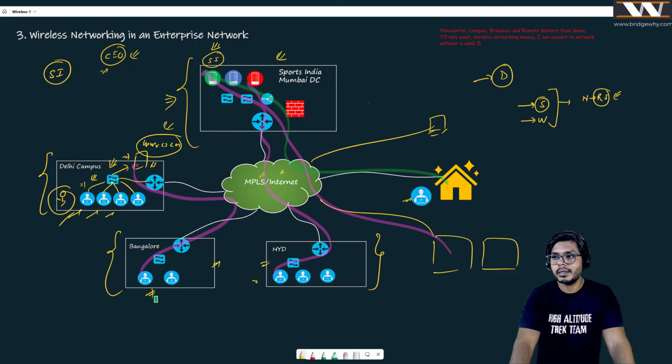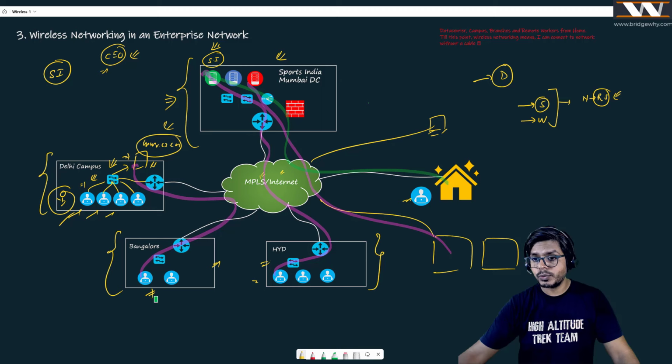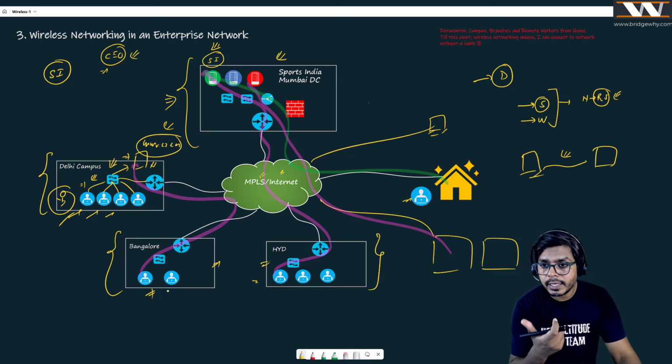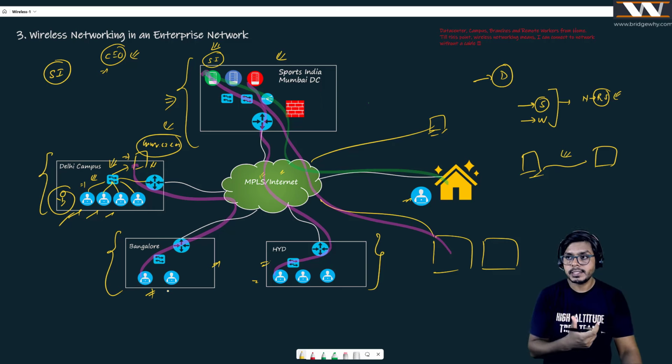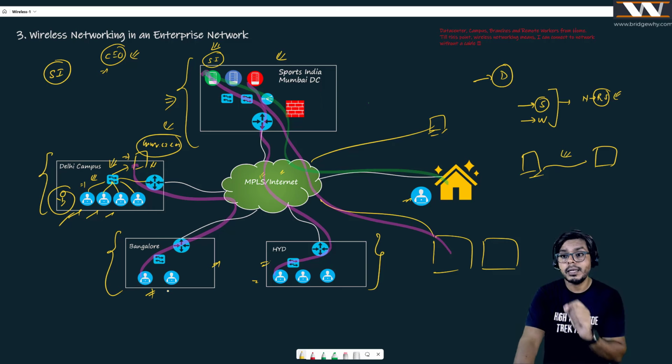It is going to be really, really interesting. Wired is not that much of a problem. Why? Because in wired, we have two devices and a medium, a physical cable, on which we can send data. Although it is again really, really interesting to see how ones and zeros are flowing over this wire.